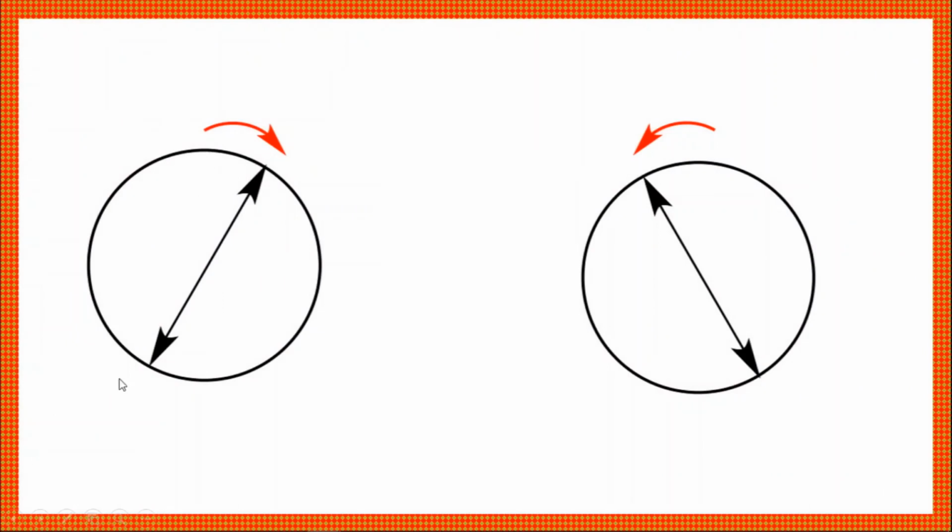Here, in this light, that is plane polarized light. So this is a plane polarized light. Here it is rotating in a clockwise direction. Here this plane polarized light is rotating in an anti-clockwise direction.